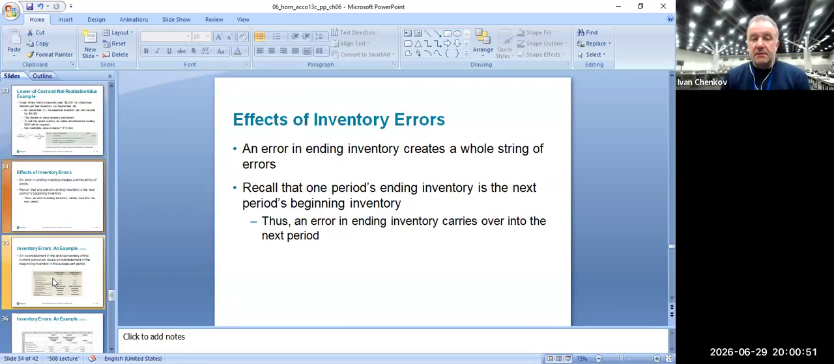Effective inventory errors: sometimes ending inventory may have a number which is not a realistic number. It's not the number that we have on the shelf. In that case, we have to adjust the ending balance of the inventory.